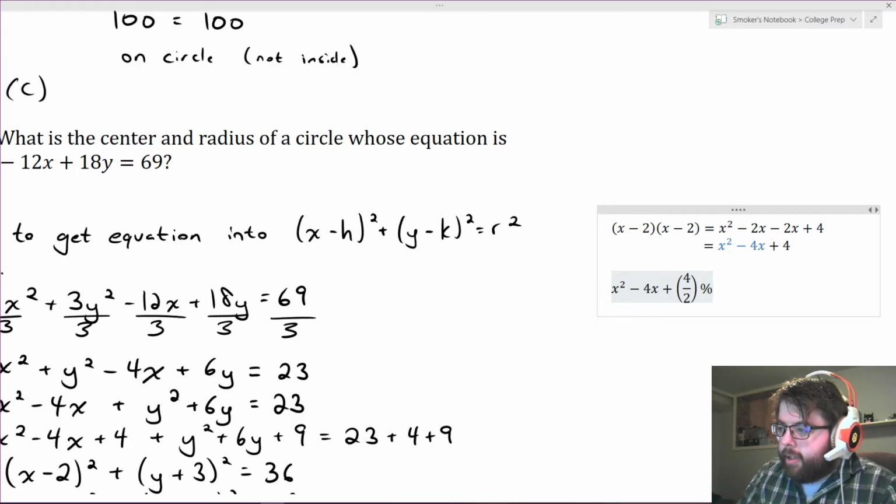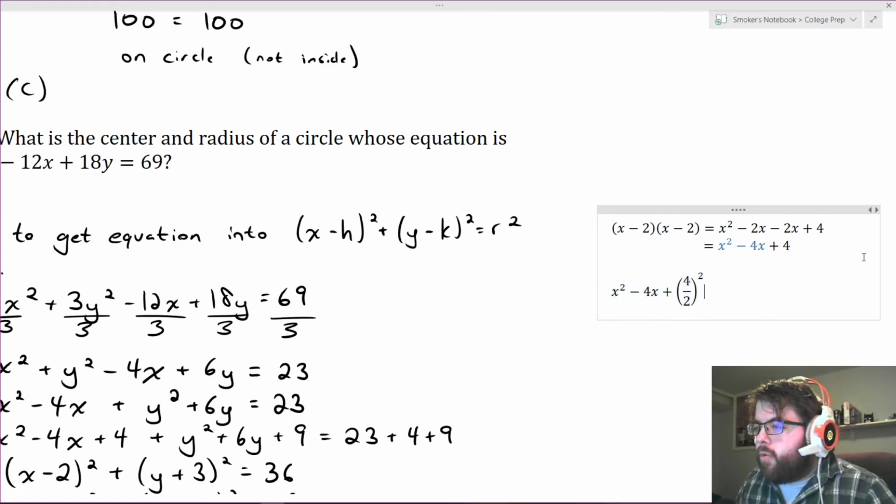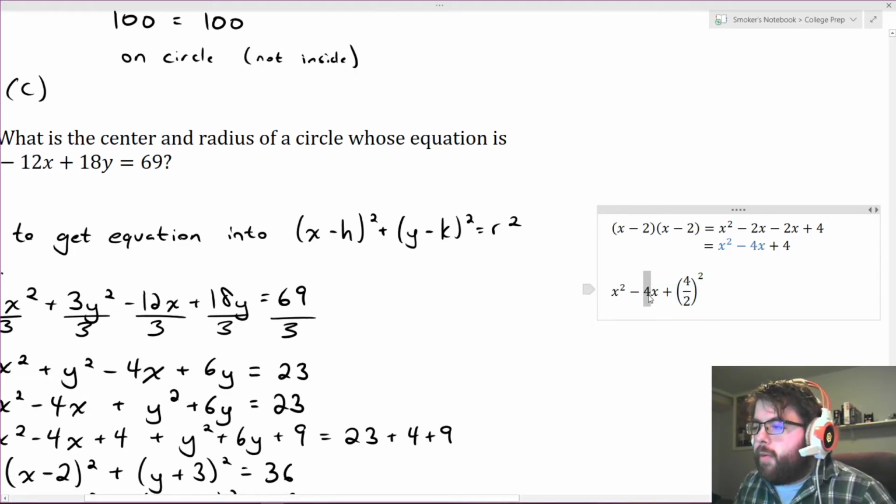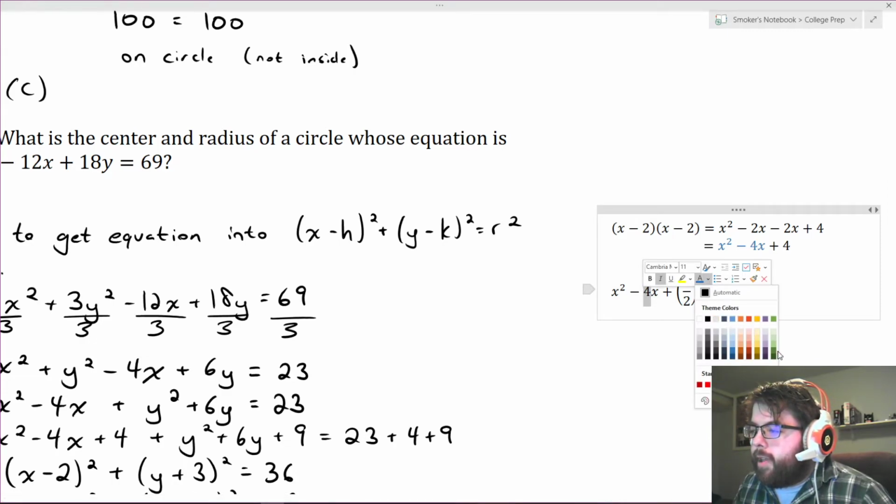This is called completing the square, but that doesn't matter. So this right here is taking this number, whatever number this ends up being. Okay, let's make this green.